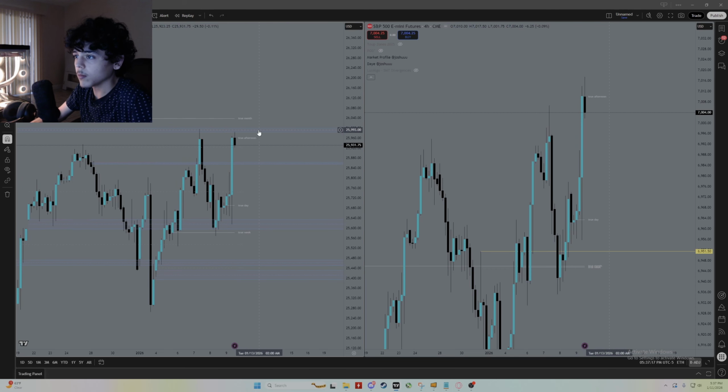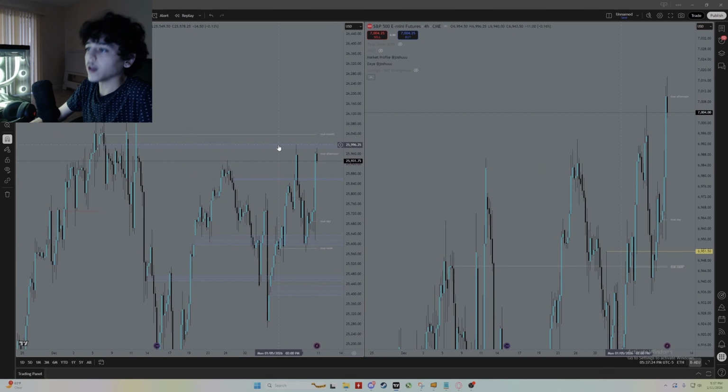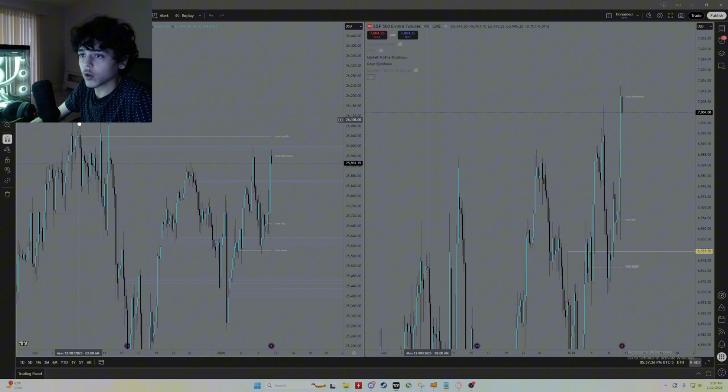Now, let's say we open up and we start to respect this fair value gap. We start to go up. Then, of course, the next draw on liquidity would be these highs, these previous highs that we have here. And then after that, it would be the next draw on liquidity right up here, these highs right here.